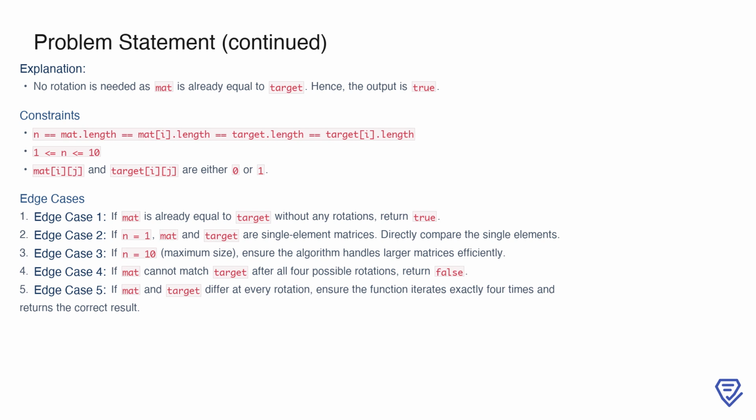The constraints for this problem include ensuring that both matrices are square and of the same size, with dimensions ranging from 1 by 1 to 10 by 10. It's important to handle edge cases, such as when no rotations are needed, when matrices are of the smallest or largest possible size, and when all 4 rotations fail to produce a match. Keeping these scenarios in mind ensures we create an efficient solution that correctly handles all inputs.